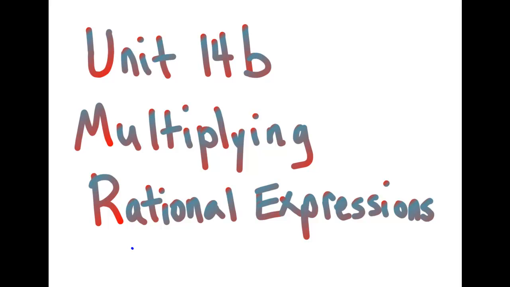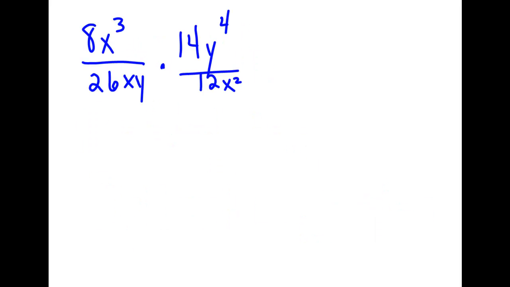We continue Unit 14B with multiplying rational expressions. To multiply two fractions, always multiply the numerators and then multiply the denominators. So a factor in one fraction's numerator will cancel with a factor in the other fraction's denominator.